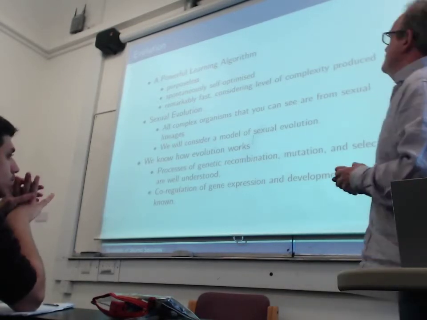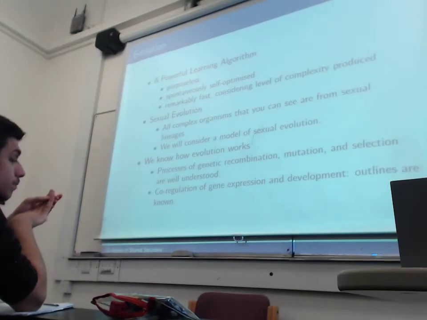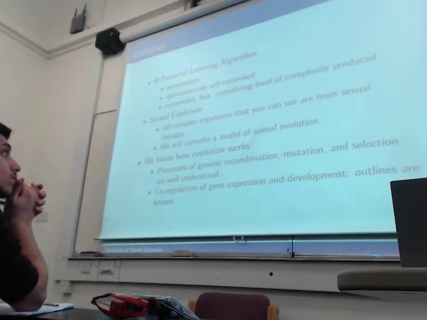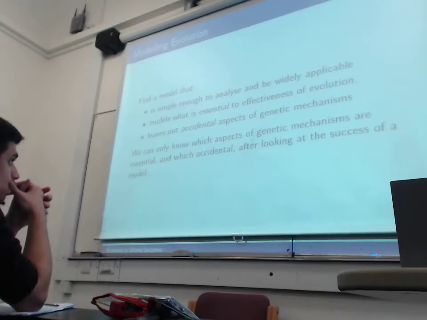As I pointed out, evolution is like a powerful learning algorithm. It's produced fantastically complicated things. It's remarkably fast. We know how it works. And genetic algorithms. So what I'm trying to do is to find a model as simple as possible, which gives you essential aspects and leaves out accidental aspects. And you only discover what's essential and what's accidental afterwards.